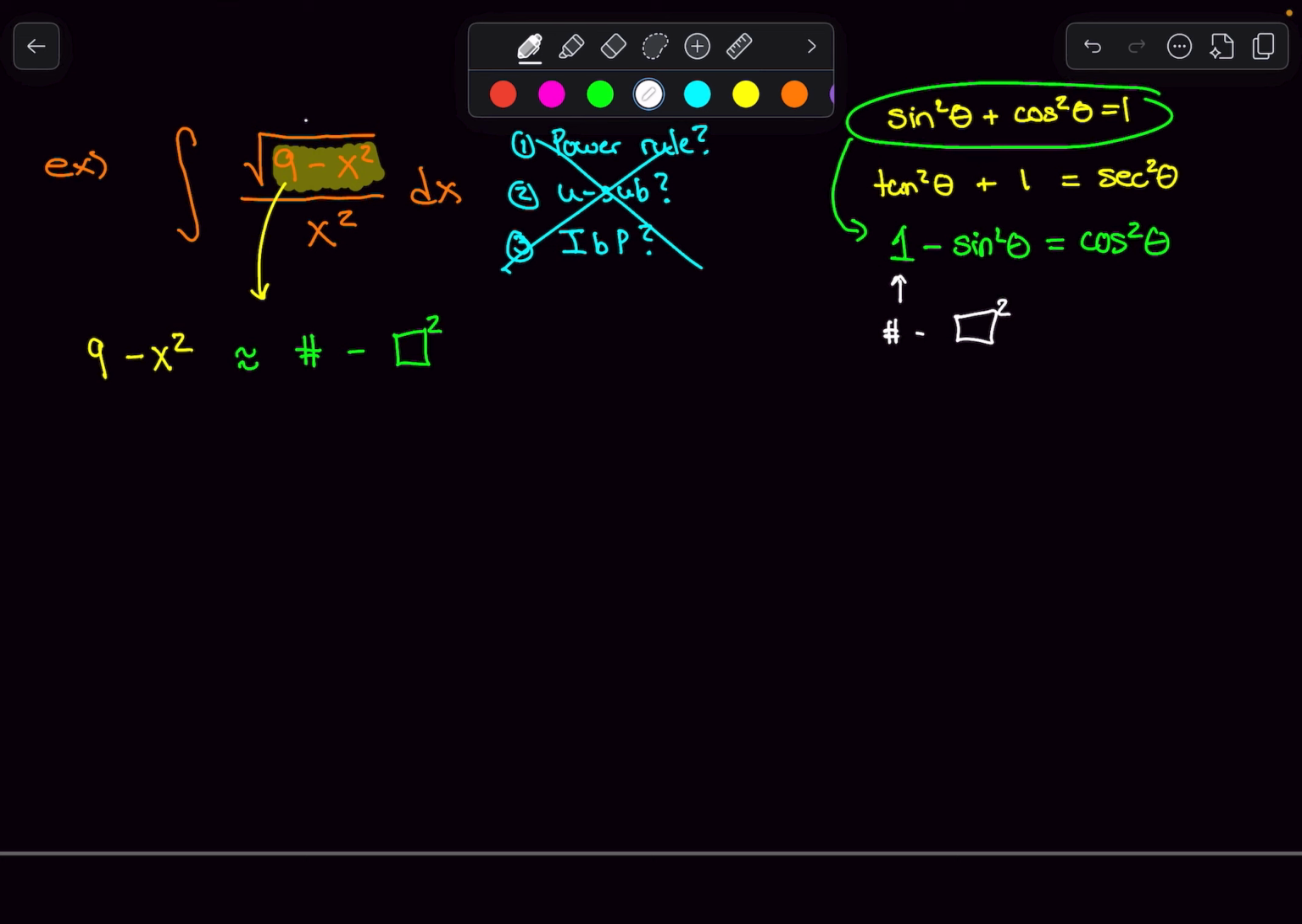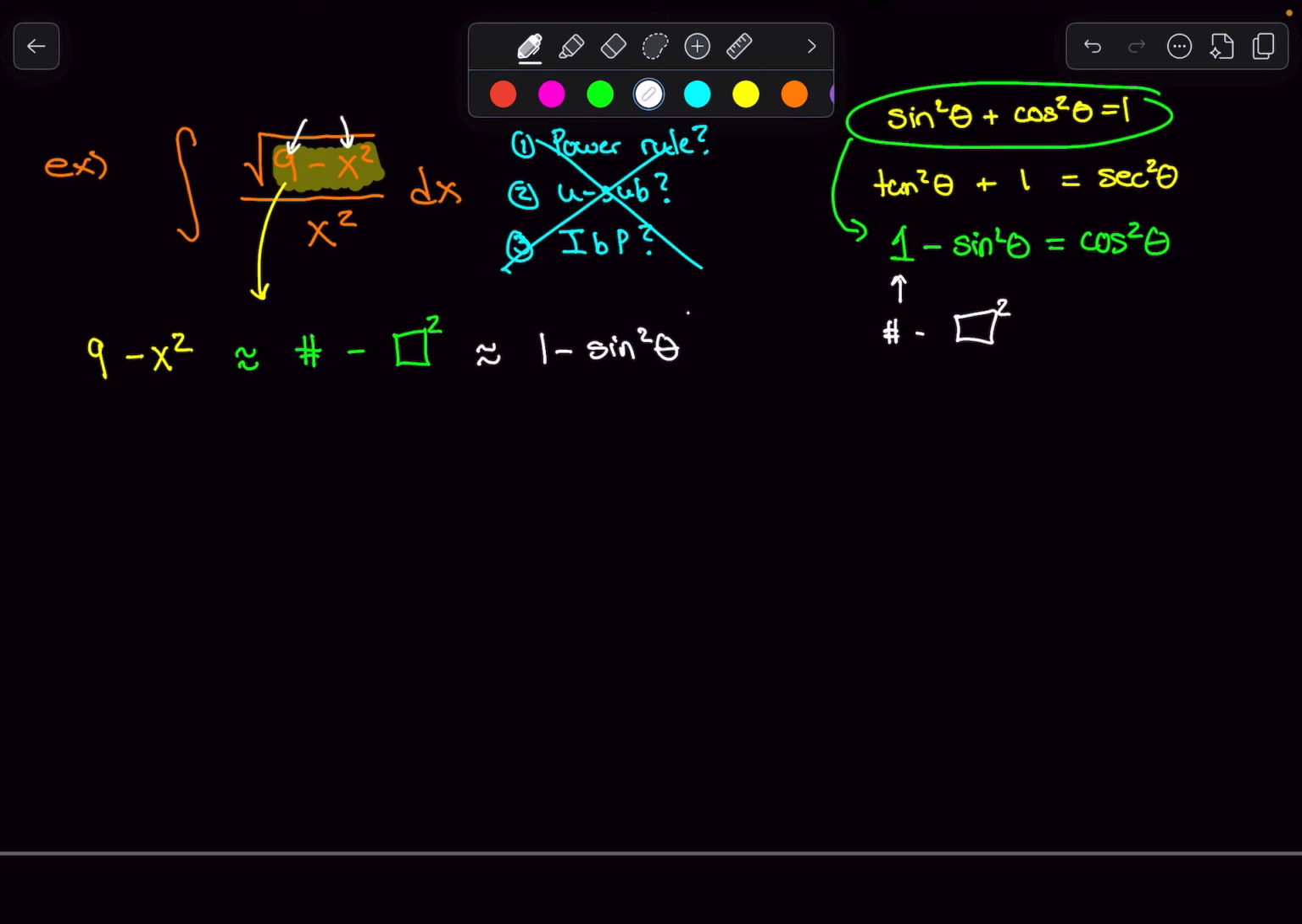And the idea is, if you see something that looks like a number minus some variable squared, some x squared or something squared, it's a good hint that maybe we can get this thing to look like 1 minus sine squared theta. Because if we do that, we can do some trickery, make some clever substitutions, and turn this problem into something that involves trigonometry, which we saw in the last one actually, believe it or not, makes our lives a lot easier. So now the question is, how do we do that?